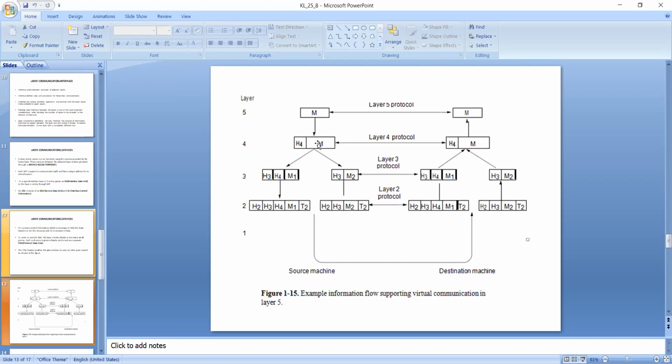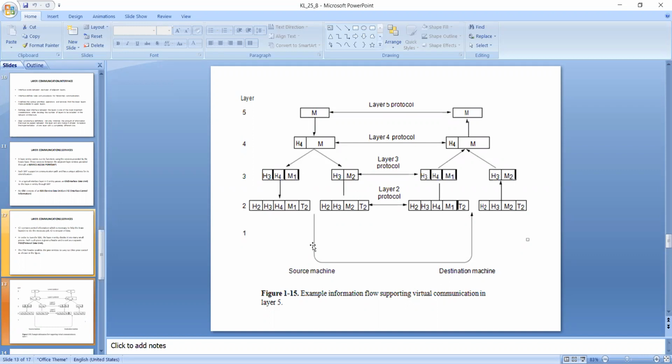Next, the message M is divided into two parts, M1 and M2, when it reaches the third layer. Here the message is split into M1 with the header H4, and since this is layer 3, another header H3 is added. So it becomes H3, H4, M1. The other part is M2, and the header H3 is added. Now this data is transmitted to the lower layer 2. Here, the same thing, H3, H4, M1, and since it is layer 2, header H2 is added, and trailer T2 is also added. Similarly, for H3, M2, header H2 and trailer T2 are added.